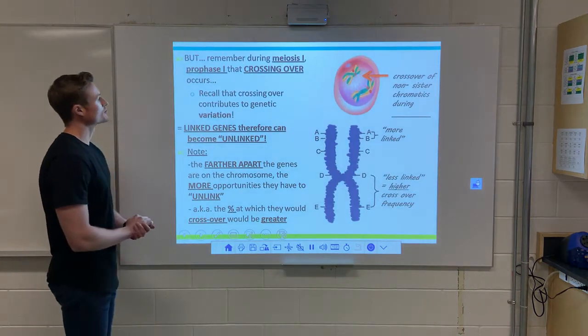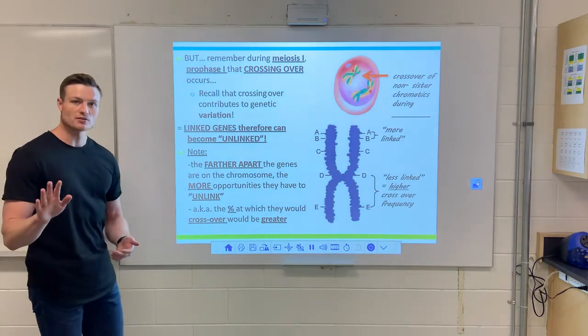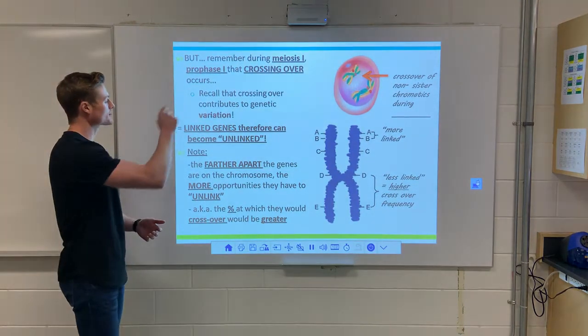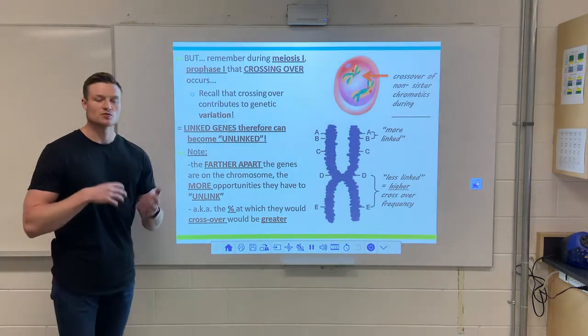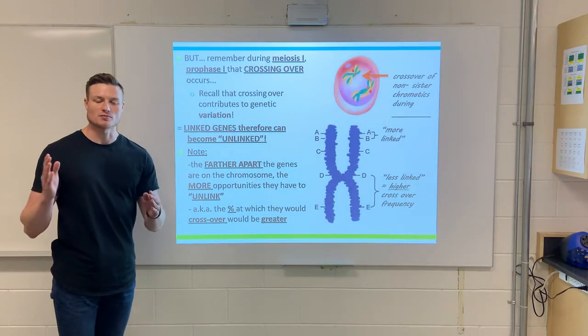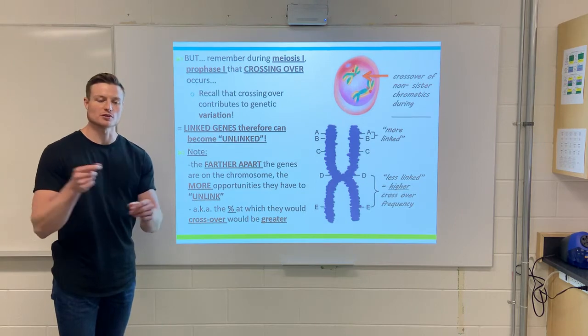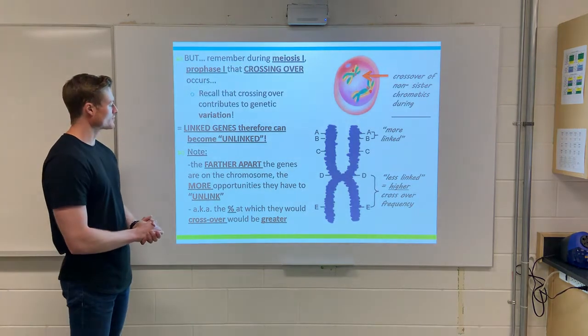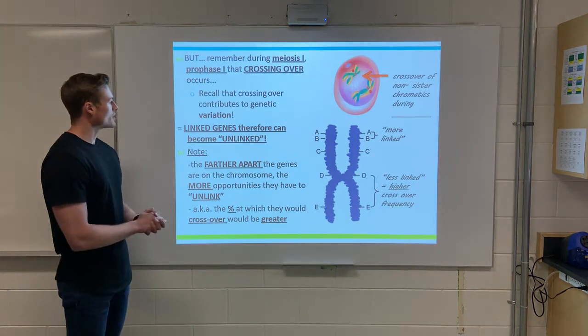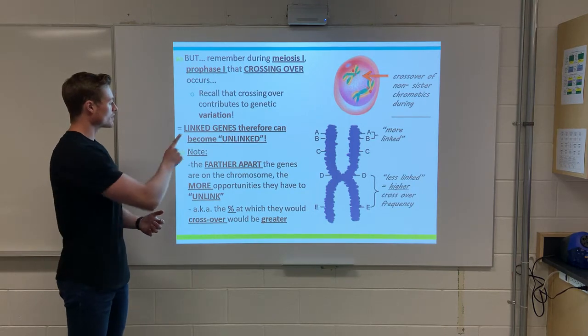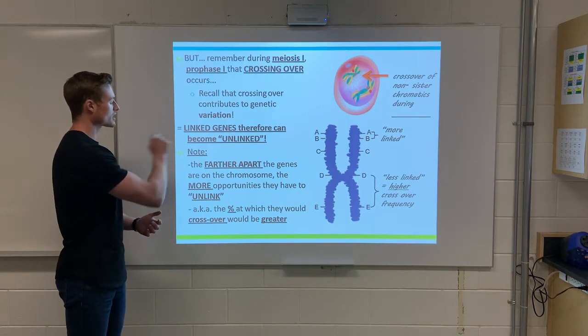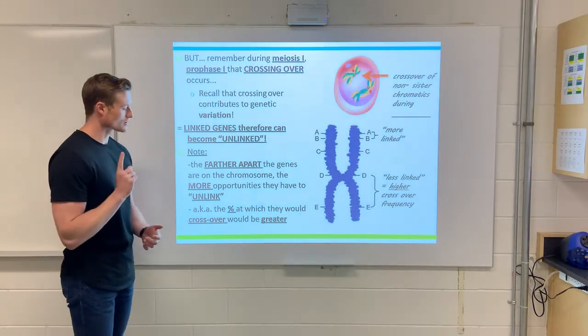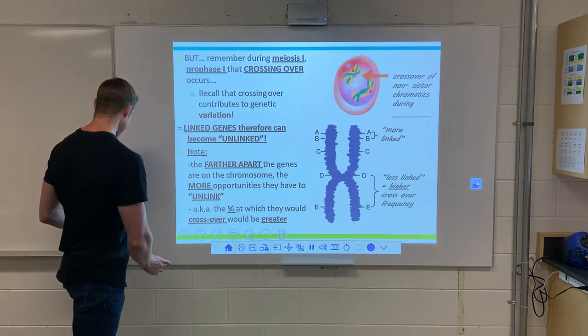So we need to remember that during meiosis 1, there's the process of crossing over. This is where genetic information can be swapped, right? So pieces of one chromosome can swap with another piece from a different chromosome. That being said, linked genes can become unlinked. So for example, genes can cross over.